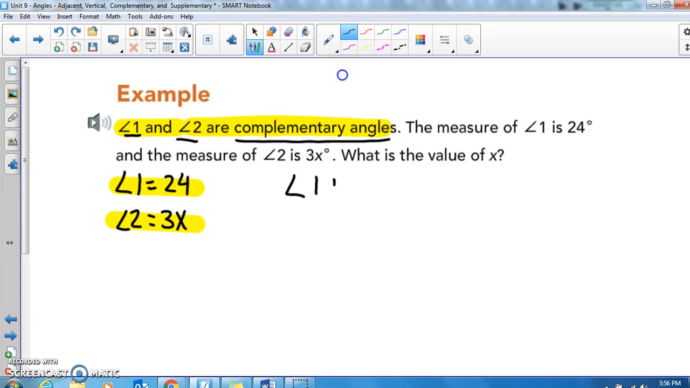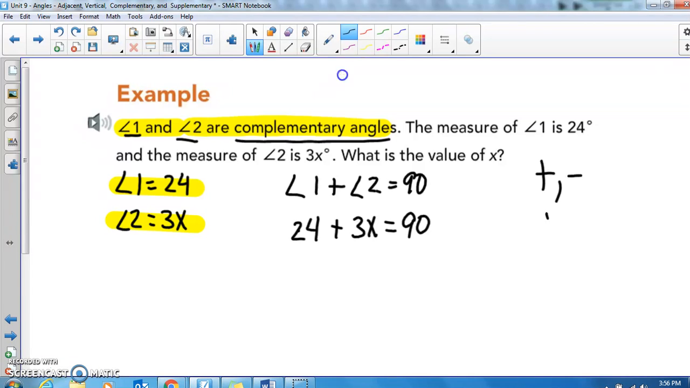So, I'm going to start out by just saying angle 1 plus angle 2 equals 90, since they're complementary. All right, angle 1 is 24 degrees, so I'm going to put in place of angle 1, 24. Angle 2 is 3x, so I'm going to substitute in 3x. And now I have my equation, and I can just start solving. We know that we can take care of addition and subtraction. Multiplication and division comes next.